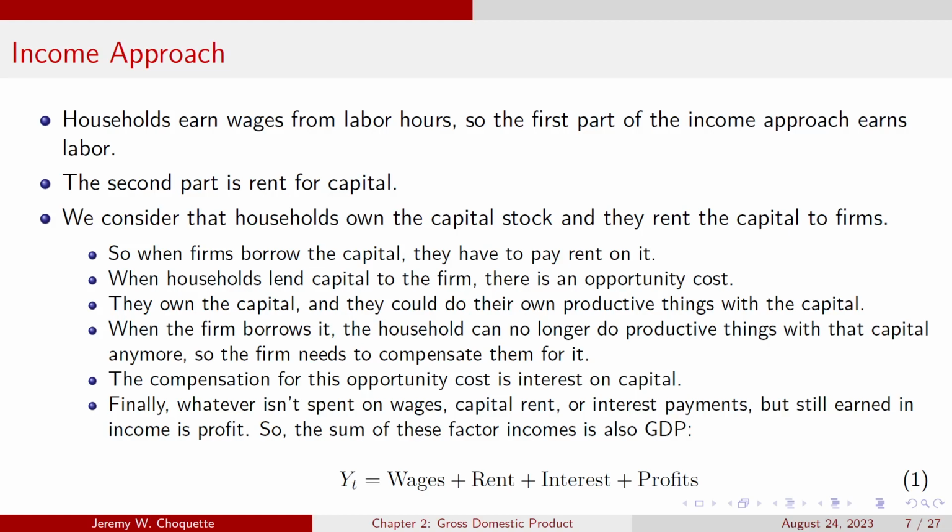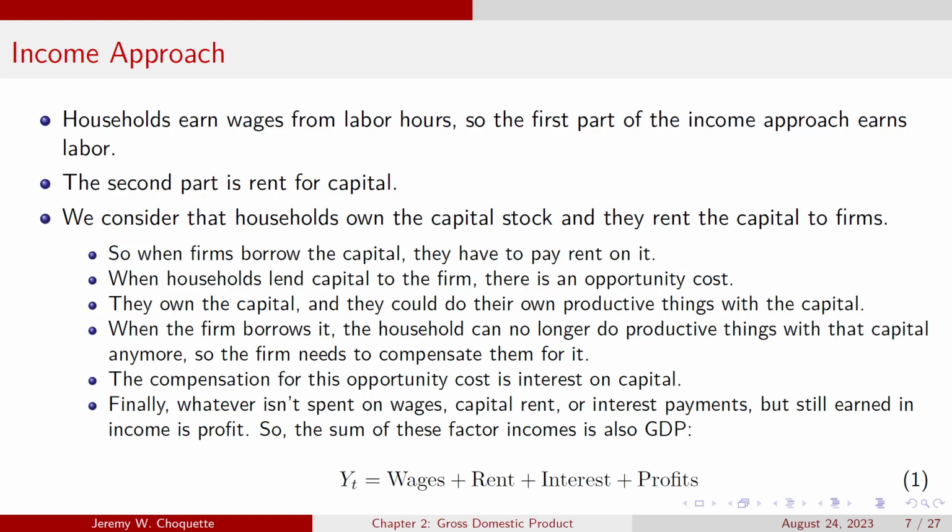So we now have wages and we have rent. But if the firm is paying rent on that capital, that's not total compensation for what's going on, right? Because even though you're being paid rent on whatever you're lending to the firm, there's still the opportunity cost that you face, right? And what's the opportunity cost again? Well, it's the value of the next best alternative.